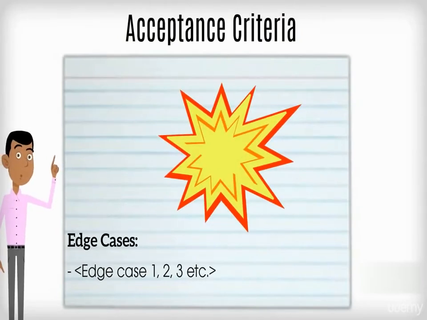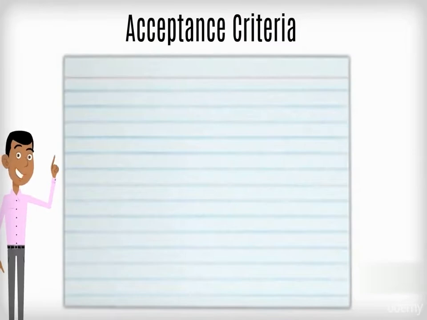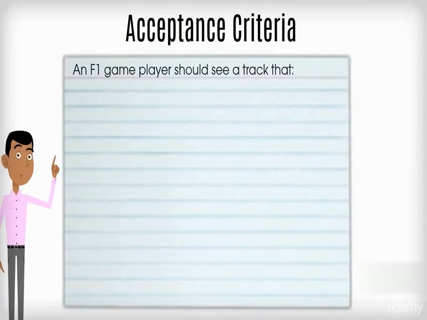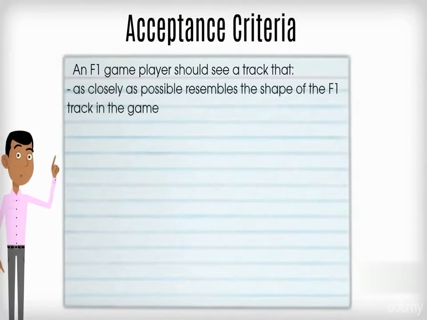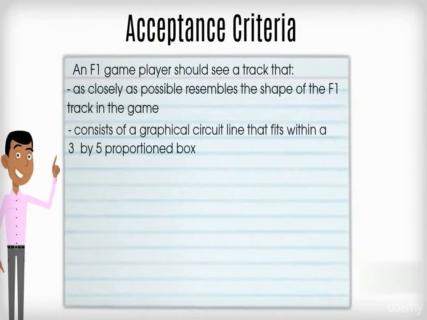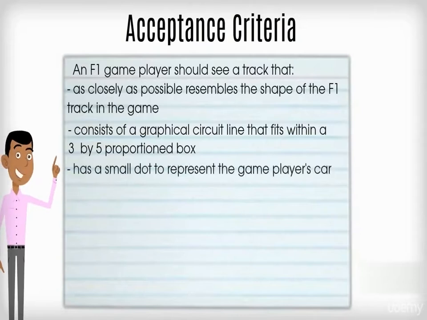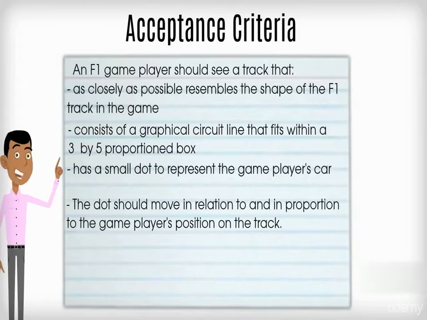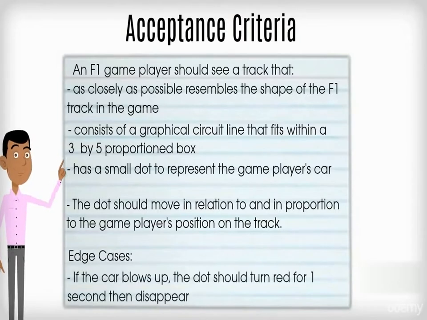An example of writing acceptance criteria using this template is: an F1 game player should see a track that, as closely as possible, resembles the shape of the F1 track in the game, consists of a graphical circuit line that fits within a 3x5 proportioned box, has a small dot to represent the game player's car. The dot should move in relation to and in proportion to the game player's position on the track. Edge cases. If the car blows up, the dot should turn red for 1 second, then disappear.